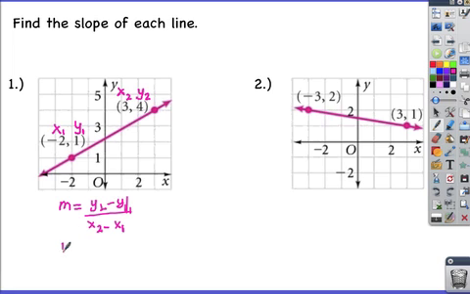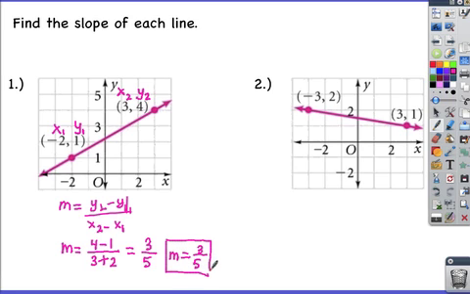So now we can just plug in the points. y2 is 4 minus y1, which is 1. And then x2, which is 3, minus x1, which is -2, and 3 minus -2 would be 3 plus 2. And then we can go ahead and simplify to get 3 over 5. So we found that the slope of this line is 3 over 5.